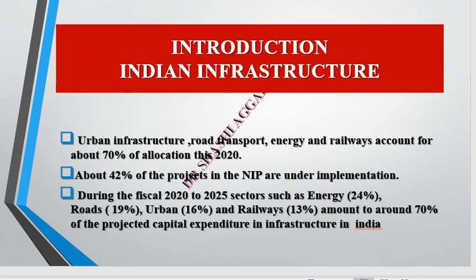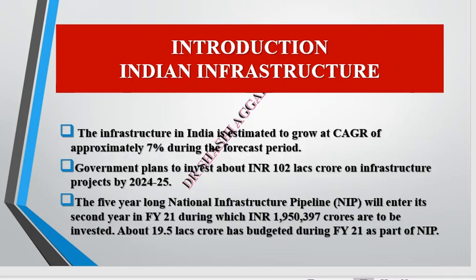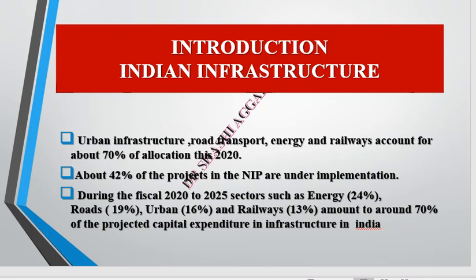About 42% of the projects in the National Infrastructure Pipeline are under implementation. During fiscal 2020 to 25, sectors such as energy at 24%, roads 19%, urban 16%, and railways 13% amount to around 70% of the projected capital expenditure in infrastructure in India.